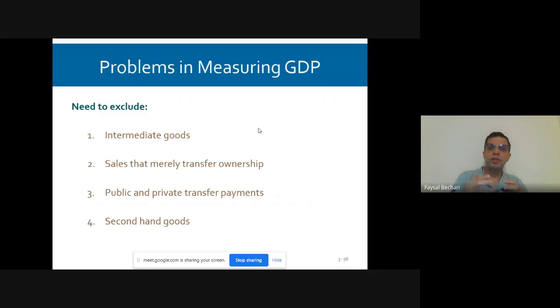Now, the problems in measuring GDP. We need to exclude the intermediate goods, the goods that move from one factory to another factory to be produced, and then to the third factory. These are the intermediate goods. Also excluded are sales that merely transfer ownership, where there is no new production in it, public and private transfer payments, and secondhand goods, like goods that you bought and are reselling again.